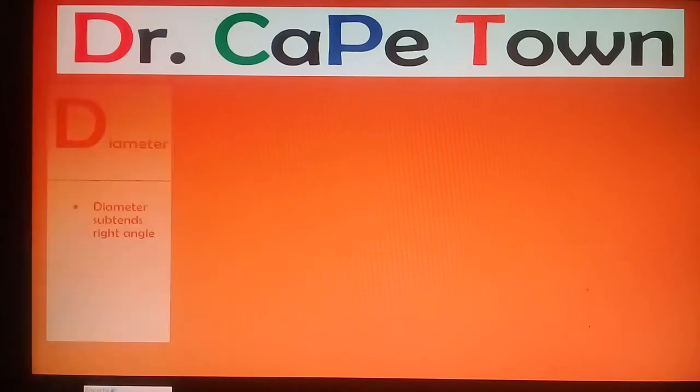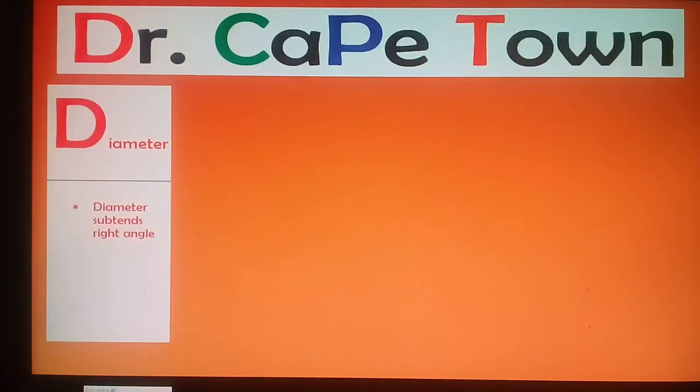Dr. Cape Town says that whenever we see a problem, we have to look for what? D stands for diameter and R stands for radius. Whenever we see a problem, we're looking for diameter and radius. Let us present that one. For D, we are looking for diameter. And remember the important fact on the diameter: the diameter subtends a right angle.